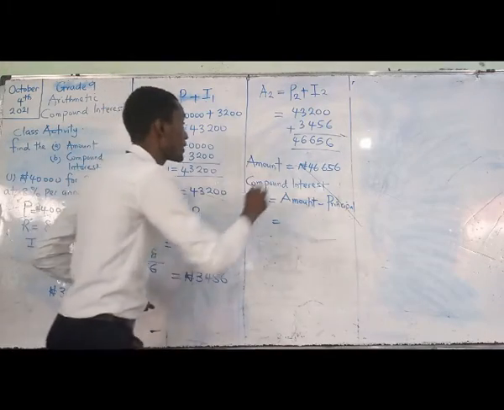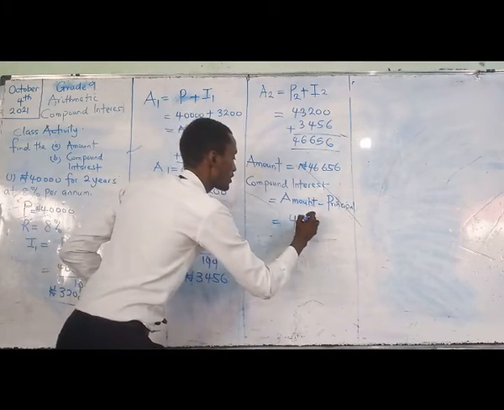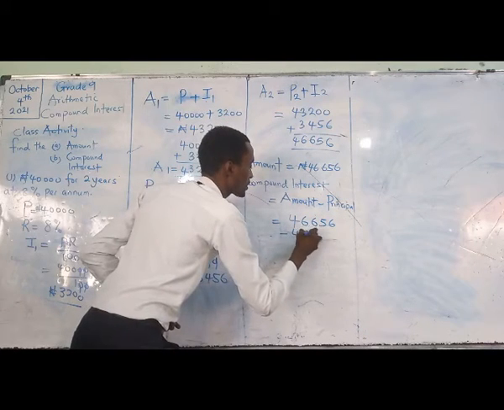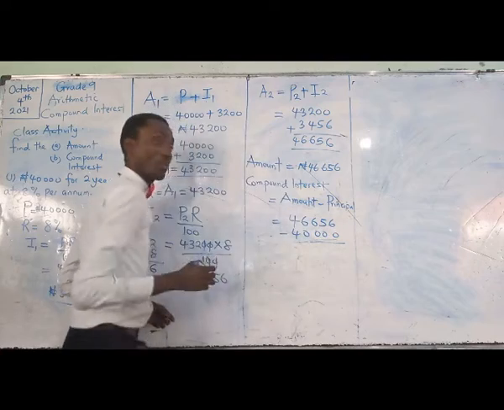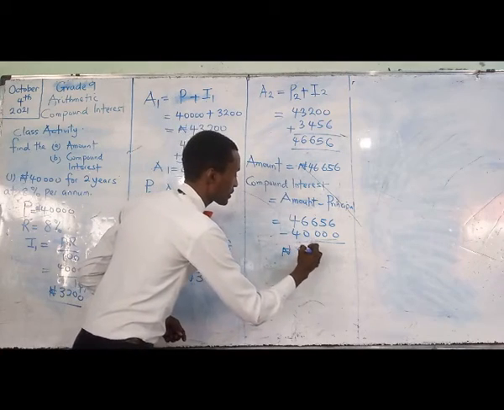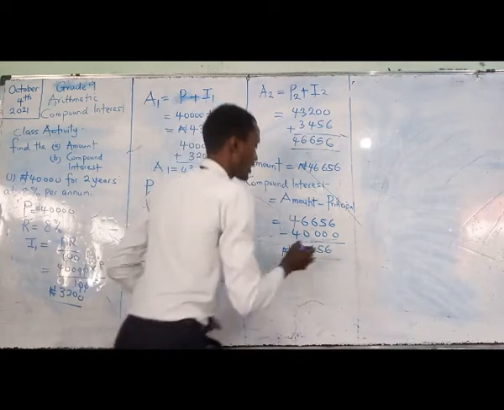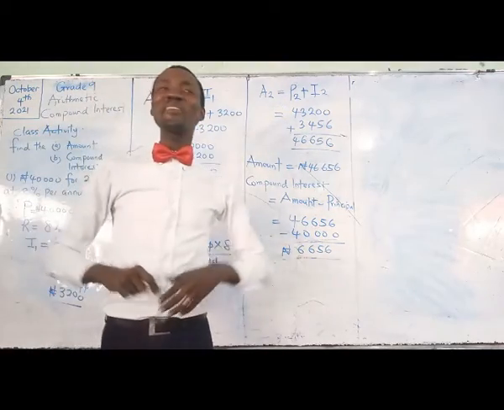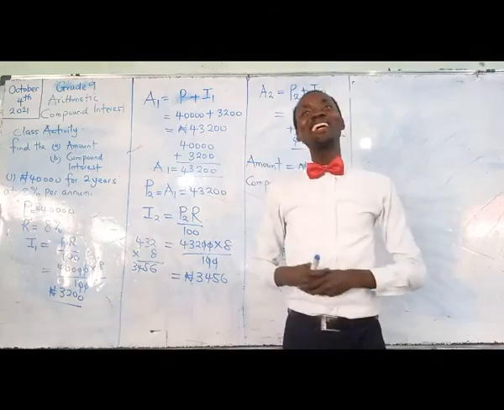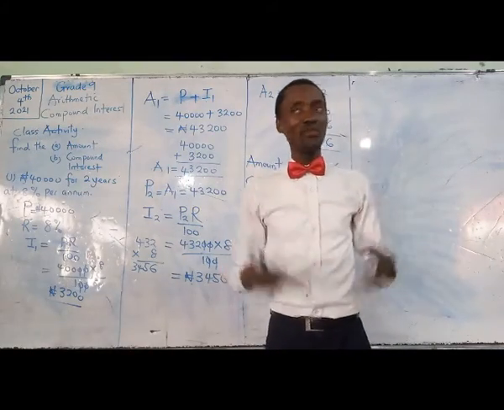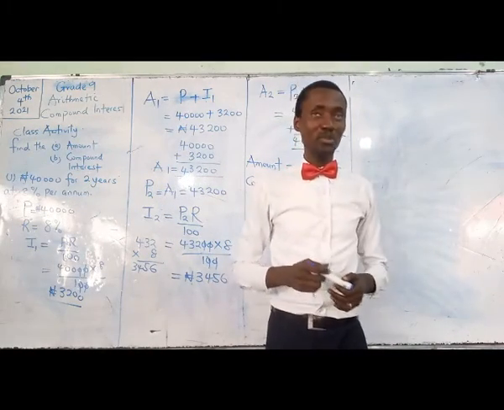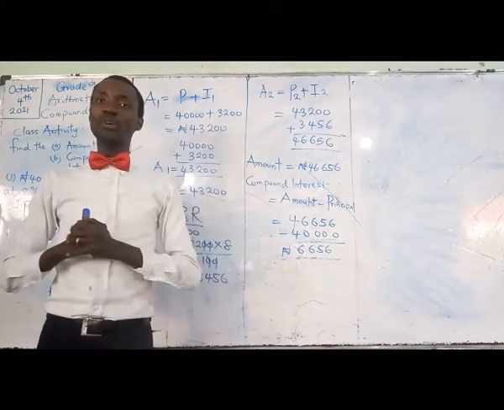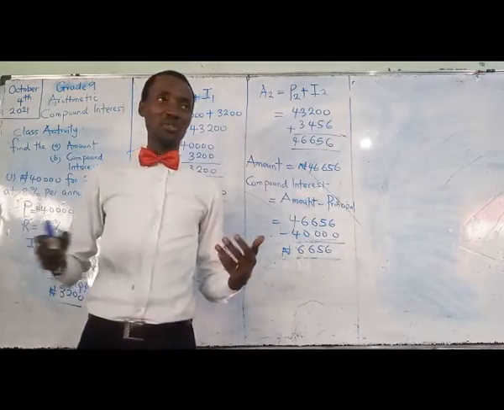So I'll come here again. This answer I got here, 46,656 minus 40,000. So my answer becomes 6,656. That is the compound interest. It's a very interesting aspect of math, but it requires effort. It requires what? Effort. So that's for question 1, and then I want you to digest this while we look at maybe 1 or 2 more questions.